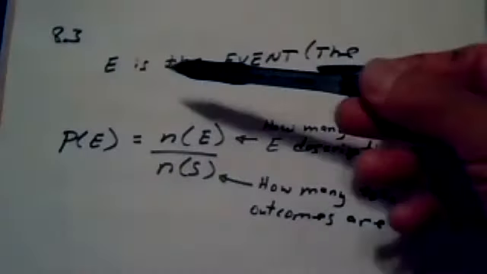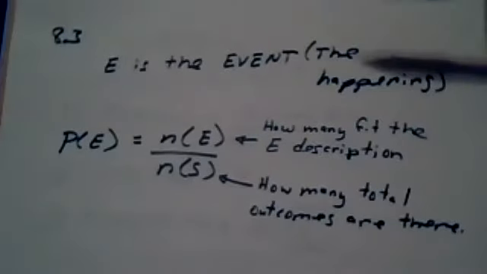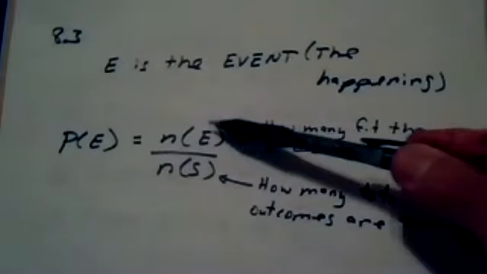Suppose E is the event, the happening. The event is the happening you're looking for. If you're betting on horses in a horse race, well, the event would be, what's the probability that horse number 1 will win? That's an event. Okay, probability has a formula.